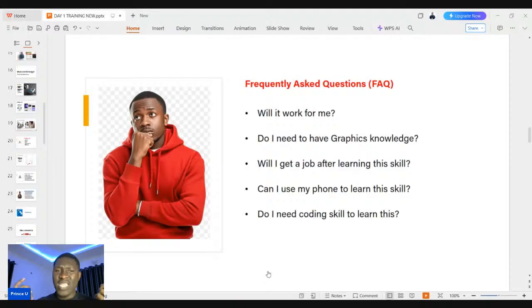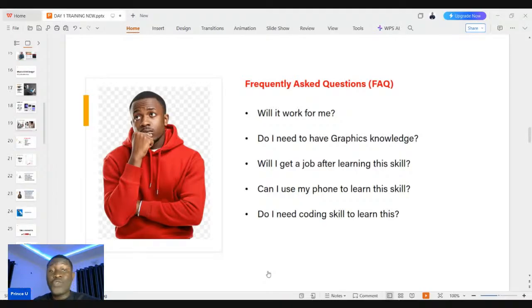I didn't have so much tech knowledge. I didn't even have a design background. Trust me, my designs were very bad, not too good. But if it worked for me, it can work for you. All you need, I've said, is hunger. You understand? Do I need to have graphics knowledge to learn this? You don't need knowledge in graphics. All you need is the right mentorship, hunger, and all of that.